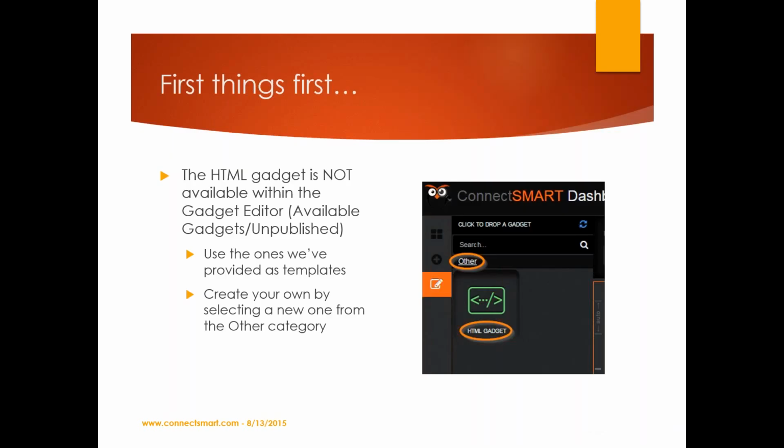So first things first, please keep in mind that the HTML gadget is not available within the main Gadget Editor. So when you first log in to ConnectSMART, if you go to the Gadget Editor under the Available Gadgets or Unpublished, you are not going to see an HTML gadget. You can use the ones that we've provided to you as templates as part of this webinar and on our docs site, or you can create new ones from within the Dashboard Editor by selecting one from the Other category.